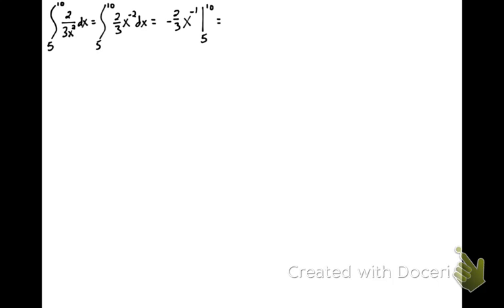When I substitute in 10, 10 to the negative first is the same as 1/10. So this will be negative 2 over 30, or negative 1/15, minus, when I substitute in 5, it'll be negative 2/3 times 1/5, or negative 2/15. And altogether then, I'll end up with 1/15.